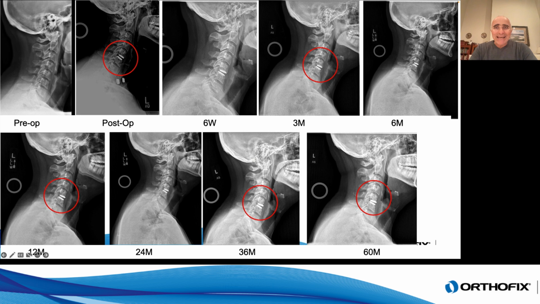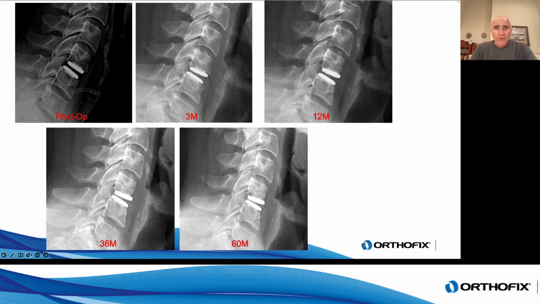Let's pick out some of the key time points and zoom into the operative segment to get a better look at what is taking place. You can see from the post-op to the 3-month, there is already some end plate rounding along the superior anterior bony end plate. This process continues at 12 months, has stabilized at 36-month follow-up, and similarly shows no further progression at 60-month time point. This type of end plate rounding is commonly seen with all prosthesis and should be treated as benign.